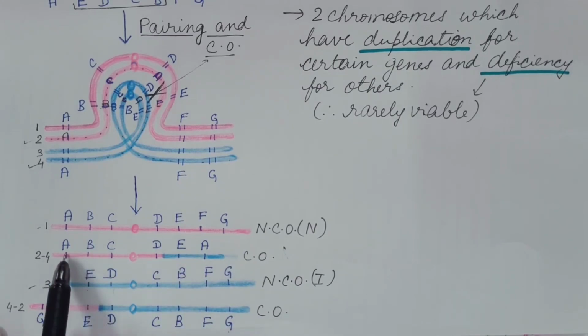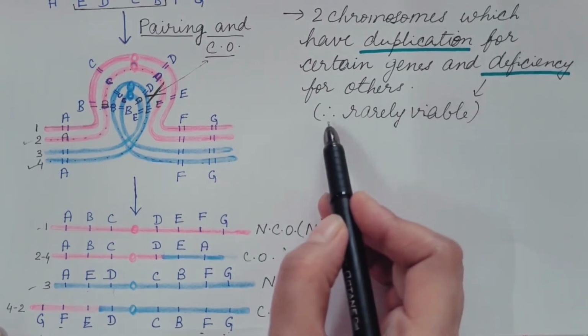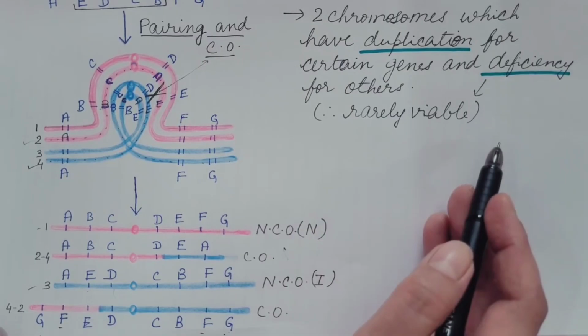If we see here A, B, C, D, E, A, here A is present in the duplicated form. B, C, D, E is present but F and G are not present. If we see here G, F, E, D, C, B, F, G, G and F are present in the duplicated form. E, D, C, B is present but A is not present. And due to the deficiency of the genes, these are rarely viable.